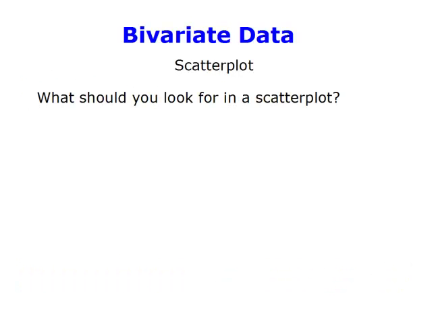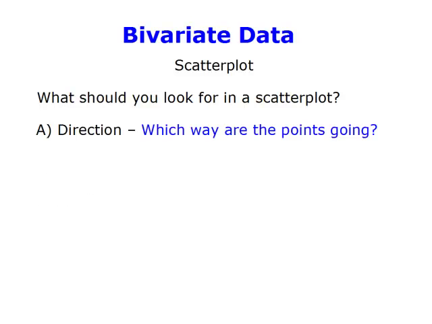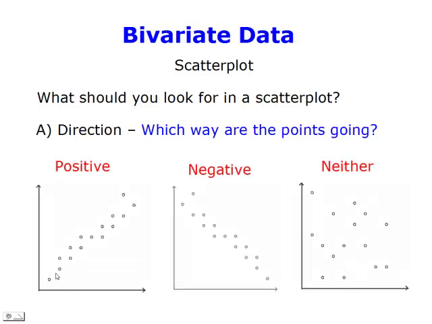What should you look for in a scatterplot? First thing you need to look at is direction. Next, form, and last, the strength. Direction. Which way are the points going? What you want to do is look at the dots on the scatterplot and look at what happens as x increases. In this first one, as x increases, you can see in general that the y's are increasing.